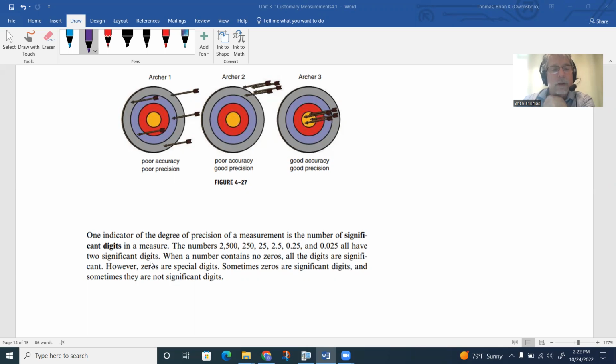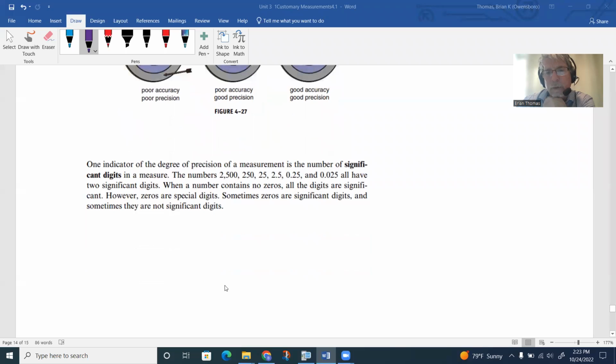So the catch is, how do we know what numbers are important and what numbers are not important? When a number contains no zeros, all the digits are significant. That's how the 25 and the 2.5 are clearly significant, because there are no zeros. However, zeros are special digits. Sometimes the zeros are significant and sometimes they are not significant. So what we have to do is determine when the zeros are important and when they are not important.